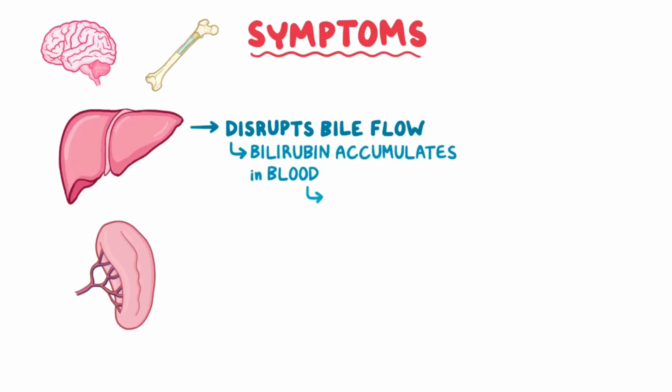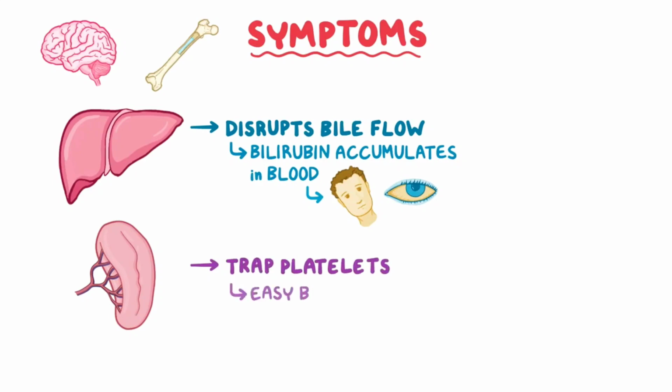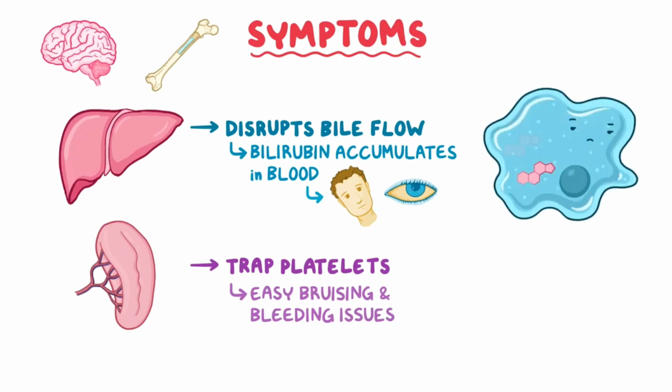This leads to jaundice, or yellow pigmentation of the skin and whites of the eye. An enlarged spleen, on the other hand, may trap platelets, which causes easy bruising and bleeding issues. Finally, when this buildup occurs in macrophages, they develop a characteristic lipid-laden appearance under microscopy and are called foam cells.